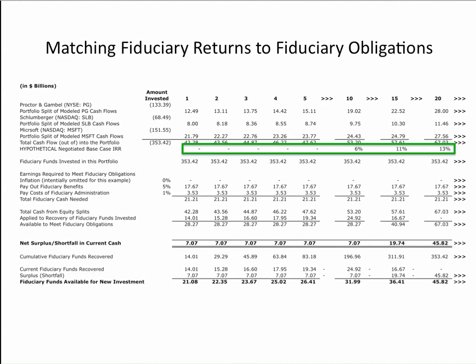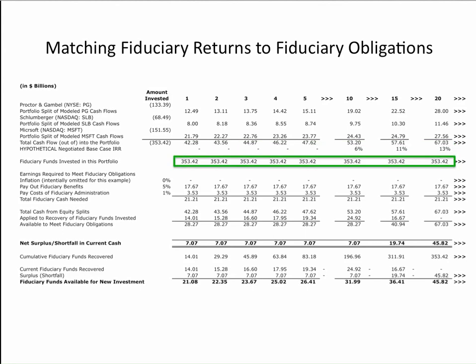In a properly constructed base case, these actual results should always exceed modeled expectations by a comfortable margin. That excess goes to the leaders of the enterprise as their reward for doing what it takes to get corpus plus benefits paid out to their stewardship sponsors according to the program. The next line here shows the total amount of fiduciary funds invested in this portfolio.